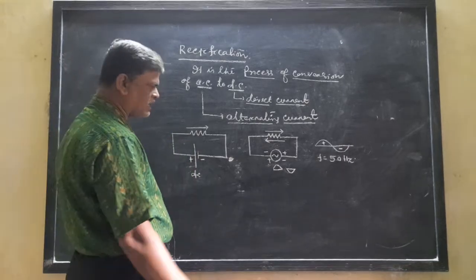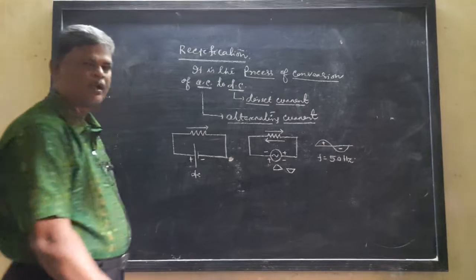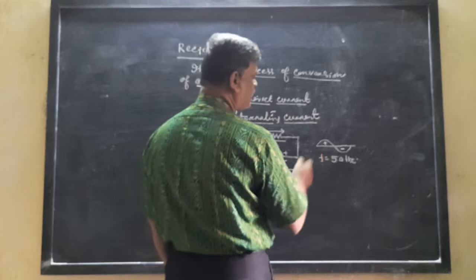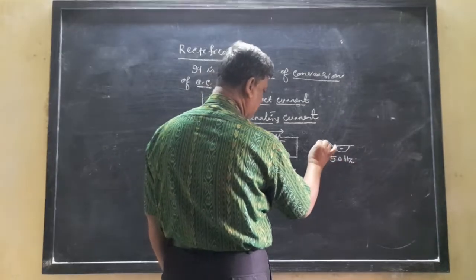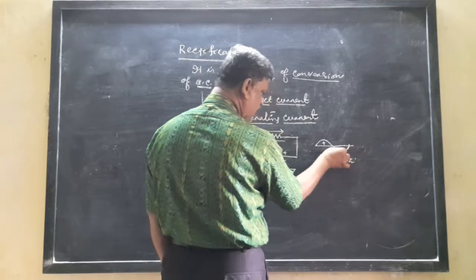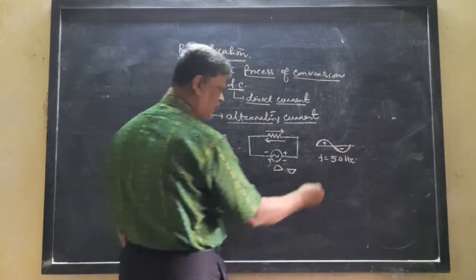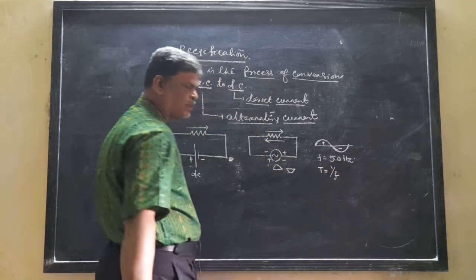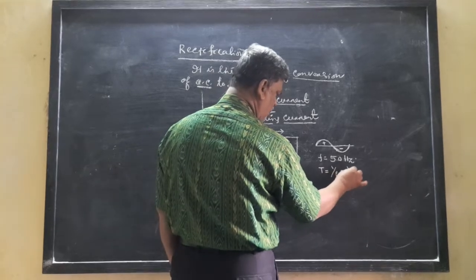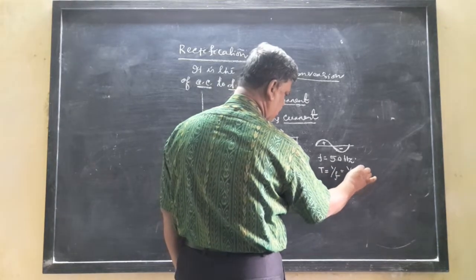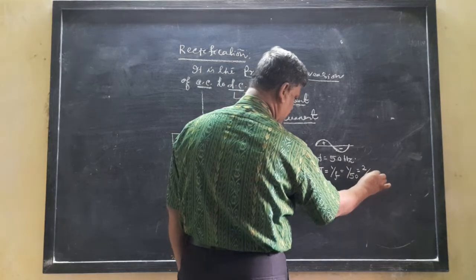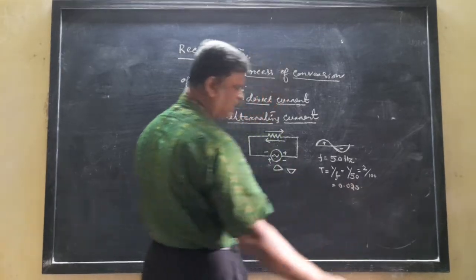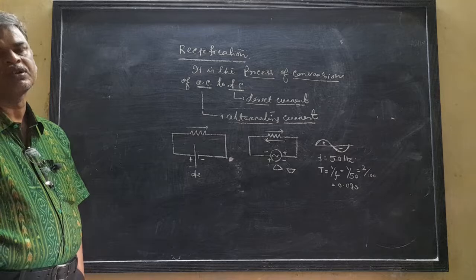The current changes the direction periodically. For an example, the frequency of Indian AC is equal to 50 Hz. The time taken to complete one cycle is T equal to 1 by f. The time period is the reciprocal of the frequency, which is 1 by 50, equal to 2 by 100, that is 0.02 second. That means it takes 0.02 second to complete one cycle.